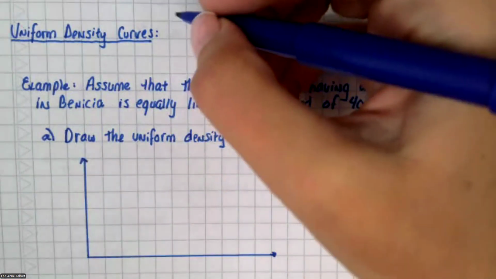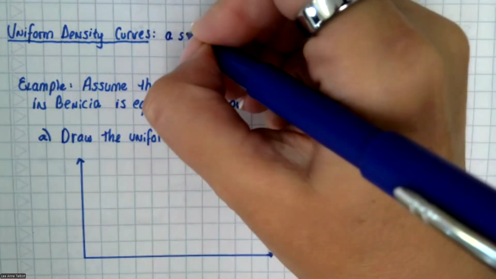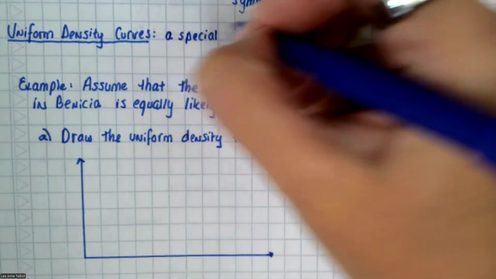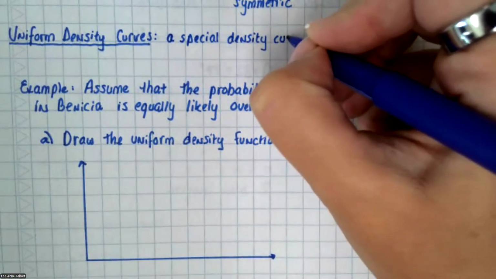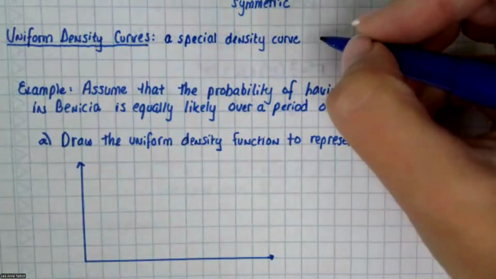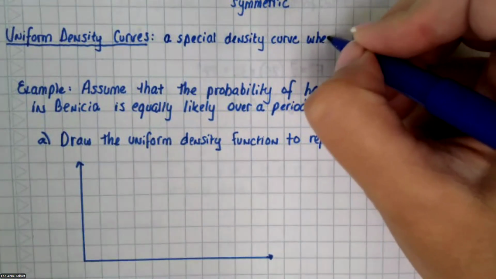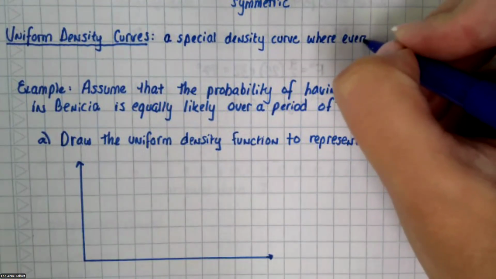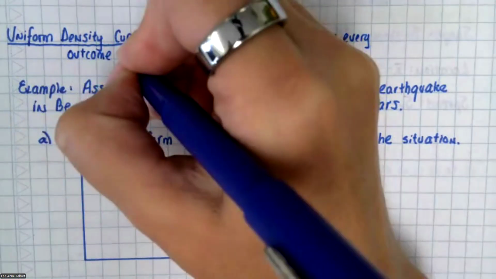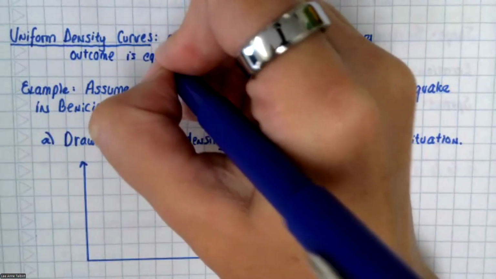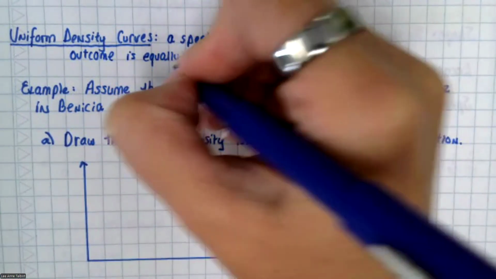So uniform density curves are a special density curve where every outcome is equally likely.